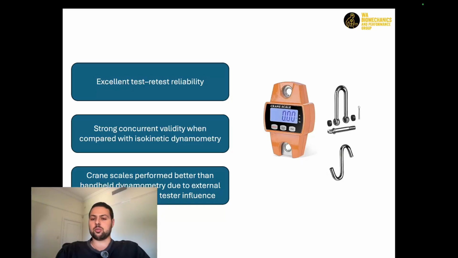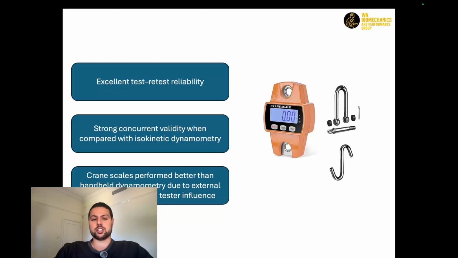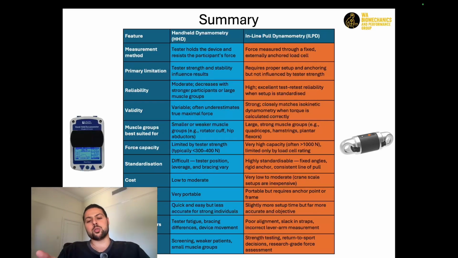So what we found in this Dignazio et al. study is that they have excellent retest reliability if you follow all those things from the Norris study. And there's strong concurrent validity when compared with isokinetic dynamometry, and they actually perform better than handheld dynamometry because it's externally fixed, so you have reduced tester influence. Again, a nice little screenshot you can do there, which shows why inline pool dynamometry is a preferred and probably more valid and reliable method than handheld dynamometry, if we can set it up nice and standardized.